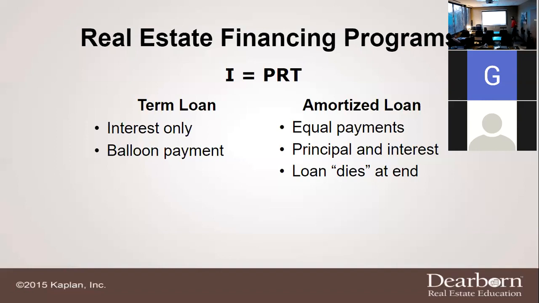She was about to lose her house because she had breast cancer and was not able to work. She was trying to make ends meet and was about to lose her house. Now, she had been in a fully amortized loan.